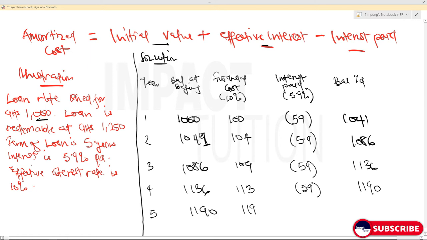10% of this is 119. Now, at the end of year 5, we are paying the interest and then the principal or the amount that we received, and that is 1,250 plus 59. No, sorry, the loan is redeemable at 1,250. So at the end of year 5, we are going to pay off the loan plus the interest for that year. And the balance at the end of the year is zero.